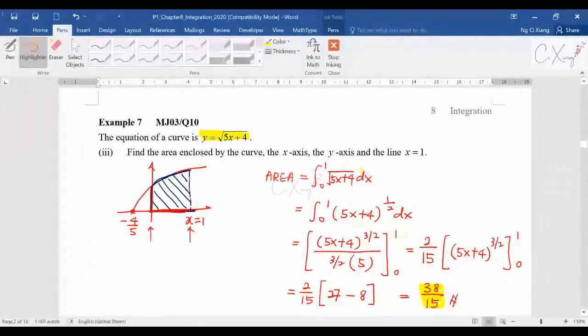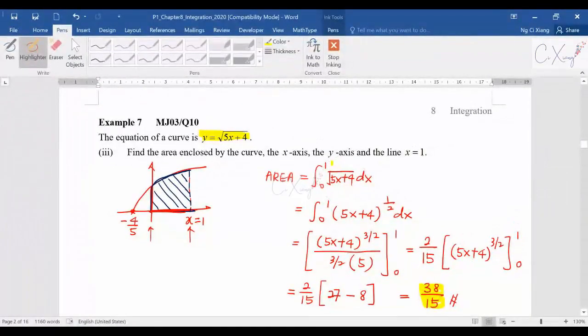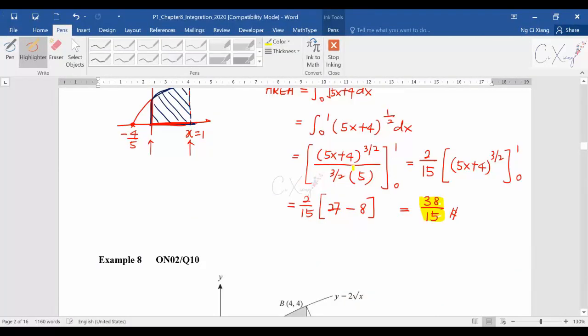You need to know how to write out the formula correctly. If you write it out wrongly, definitely the whole thing is wrong. So to me, I think you need to understand how you write this out correctly. Okay, so this is what you have for example 7. Then we continue to example 8.